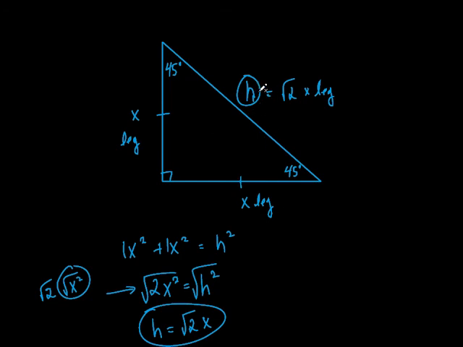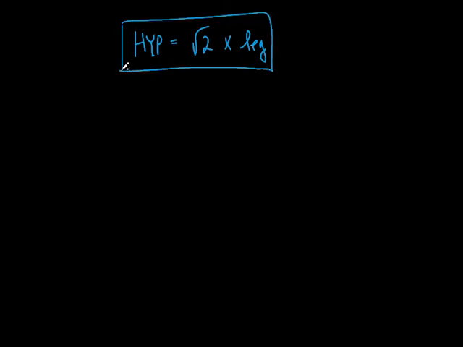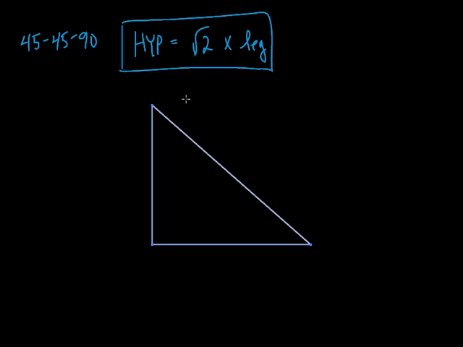So let's take a look at this. The hypotenuse is the square root of 2 times one of the legs. That's really, really important. Let's write that down, in fact. The hypotenuse equals the square root of 2 times one of the legs. Now, when is this true? This is only true when you have what kind of a triangle? Not just any right triangle. A 45, 45, 90 triangle. When you have a 45, 45, 90 triangle, the hypotenuse is always the square root of 2 times one of the legs. And you say, well, who cares about that?